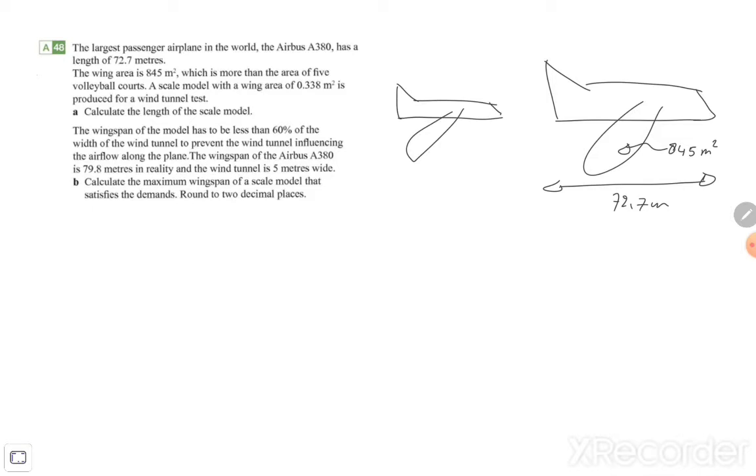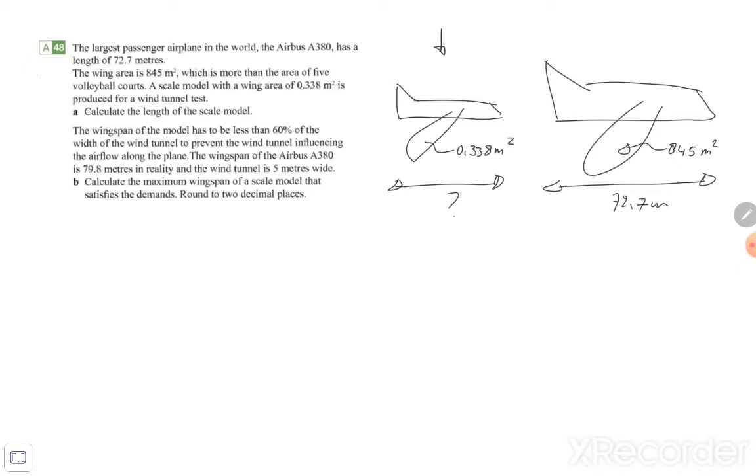A scale model, that's this one, with a wing of 0.338 square meters is produced for a wind tunnel test. Calculate the length of the scale model. So we need to know the length of the scale model.